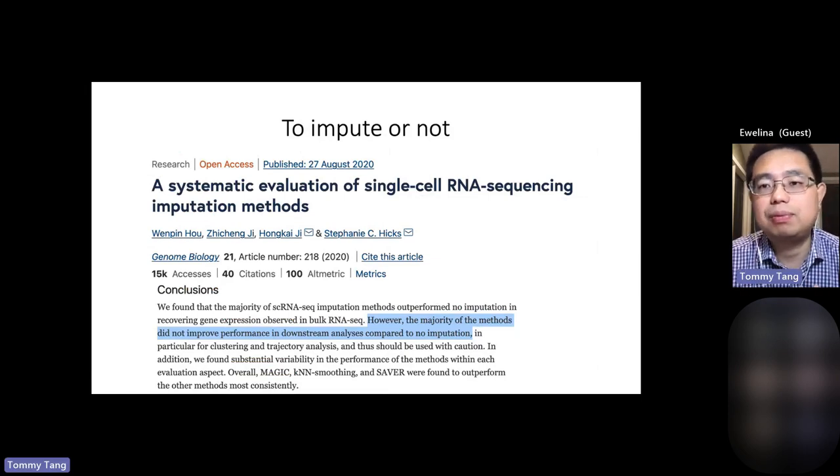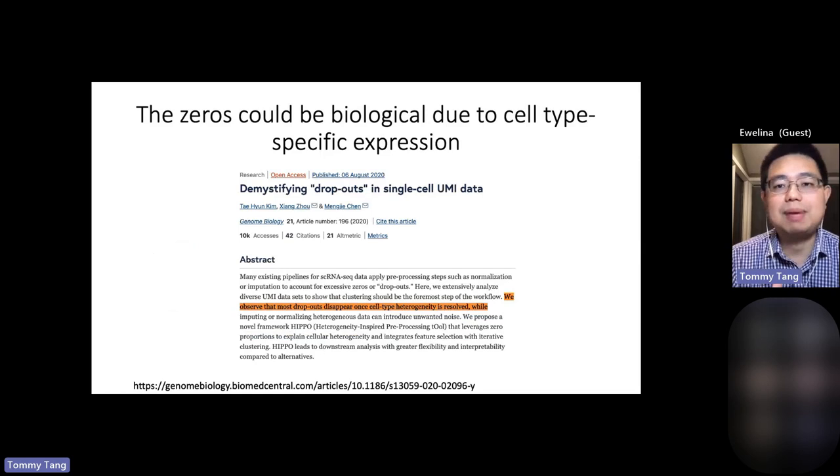In this paper, the author performed a systematic evaluation of 18 different single-cell RNA sequencing imputation methods to assess their accuracy and usability, and concluded that the majority of the methods do not improve performance in downstream analysis compared to no imputation. And in the other paper, it shows that the zeros are purely due to cell type specific expression. So if you do the clustering first, and check the zeros within a cluster or a cell type, the zero inflation disappears, and imputing heterogeneous data actually can introduce unwanted noise.